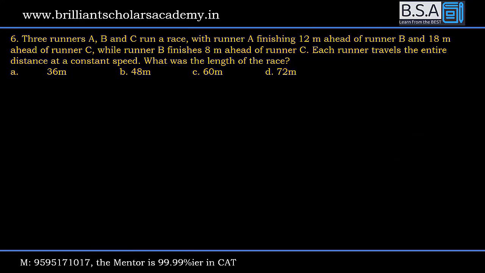Three runners A, B, and C run a race with runner A finishing 12 meters ahead of B and 18 meters ahead of runner C. While runner B finishes 8 meters ahead of runner C, each runner travels entire distance at a constant speed. What is the length of the race? So give it a try.